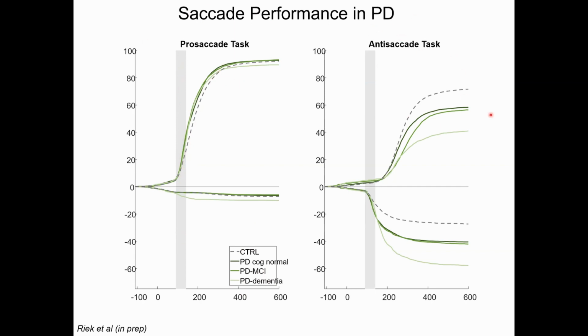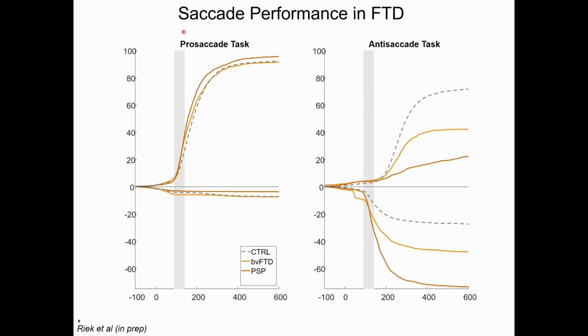And then in the anti-saccade task, we pick up the big cognitive impairment. We can see that the cognitively normal and MCI make about 40% errors, and the patients with dementia have many more errors. And when we look at the anti-saccade reaction times, we can see the cognitively normal being faster than the cognitively impaired. So we can very nicely separate out these cohorts and identify their cognitive impairment based on the anti-saccade task.